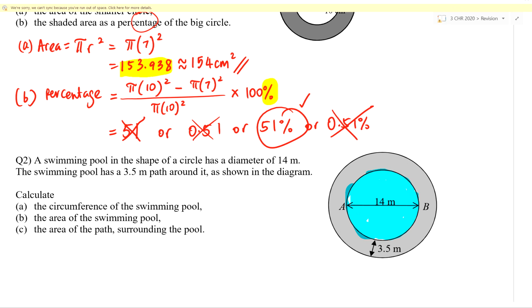So I see the number 3.5 over here. This is the path, so people get to walk around it. And all this distance, 3.5 meters. All of this, 3.5 meters. Now can you understand what the diagram is supposed to look like? So calculate the circumference of the swimming pool.